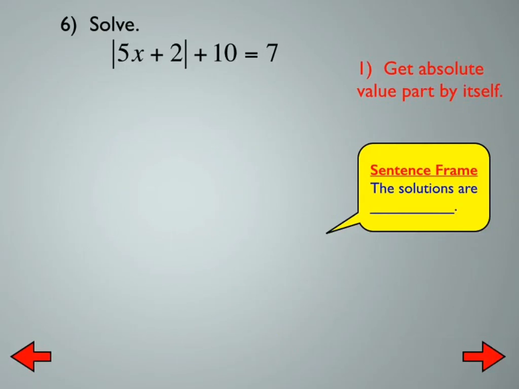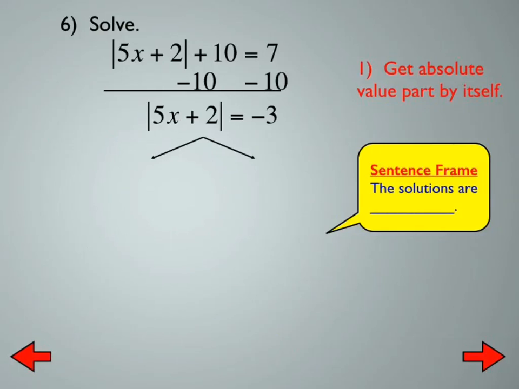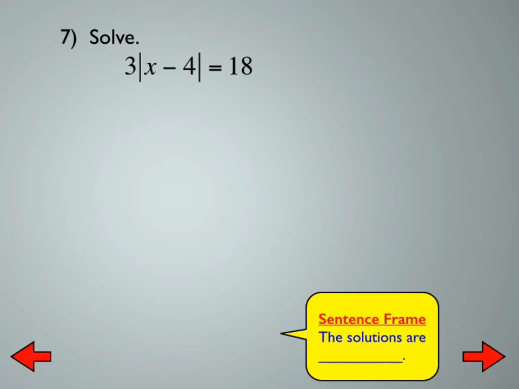Once you subtract 10 from both sides, we now have big problems. We have the absolute value of something supposed to be equal to a negative number. That cannot happen. You need to keep your eye open for that. No solution. All right, number 7.